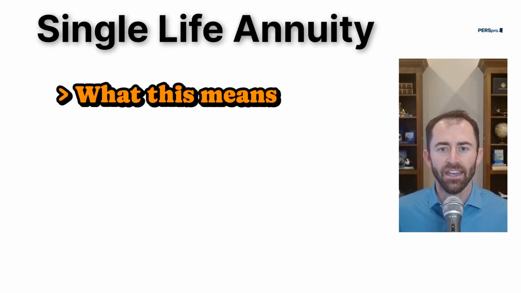Both the maximum retirement allowance option and option 1 are classified as single life annuities. What this means: these options pay you a monthly benefit for as long as you live, but the checks stop immediately upon your death. There is no continuing monthly check for a survivor under these options.